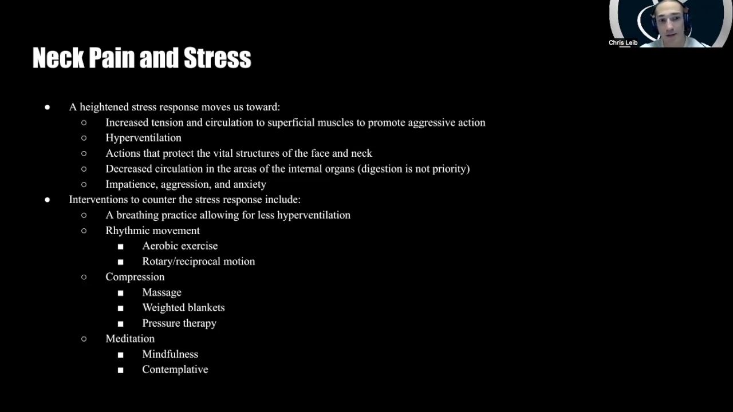And then finally, meditation. It could be mindful meditation, which to me is just the idea of paying more attention to the present moment. And then contemplative, where you're paying attention to the present moment, but you're also contemplating things like loving kindness, gratitude, patience, right? So that would be the counter to this idea of what happens when we're stressed.